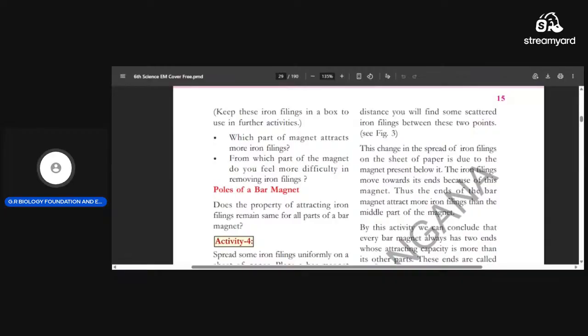Which part of the magnet attracts more iron filings? Both edges of the bar magnet. Both sides. From which part of the magnet do you feel it is more difficult to remove iron filings? At both edges. For both questions, the answer is the edges, because at the edges the attraction is more in a bar magnet than in the middle. That's why we will find more iron filings at the edges. Next, it is more difficult to collect the iron filings from the edges. That is the answer. Okay.